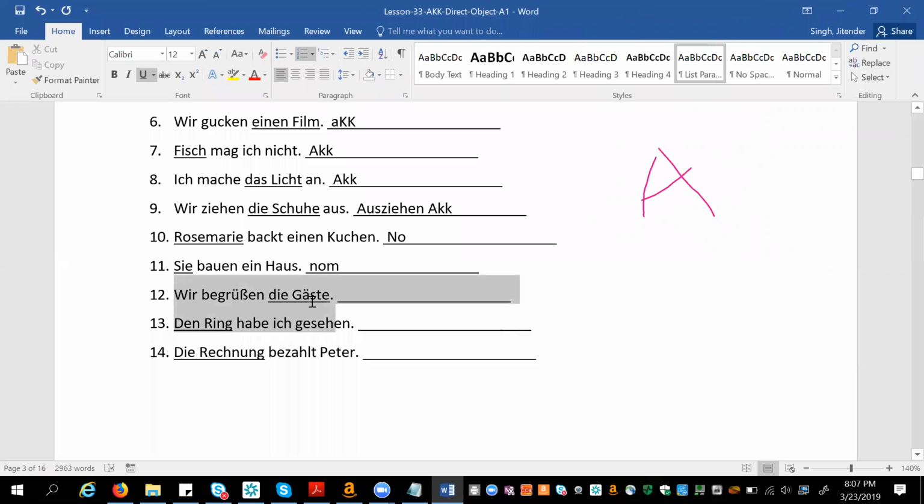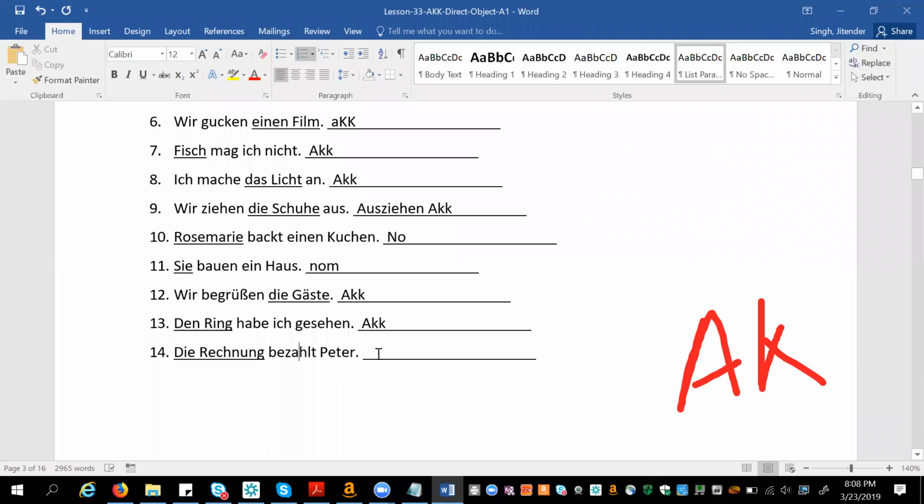Wir begrüßen die Gäste. We are greeting the guests. So, nominative? No, guys. We are greeting. Accusative. Next. This is simple, very easy to understand. Den is coming, then accusative. Die Rechnung bezahlt Peter. Peter, nominative. Yes, accusative.